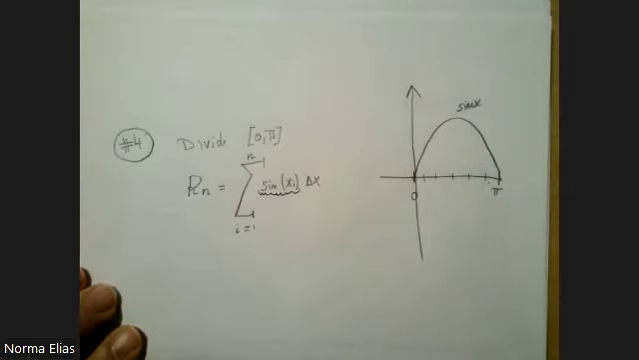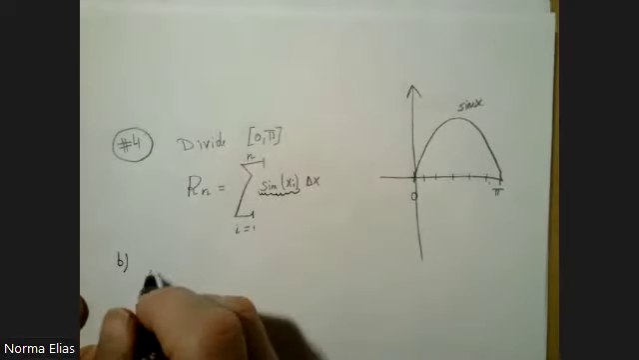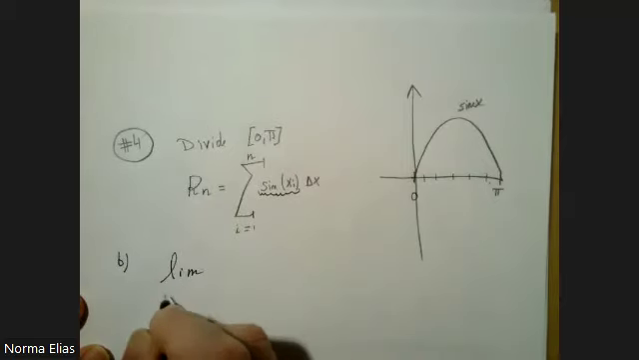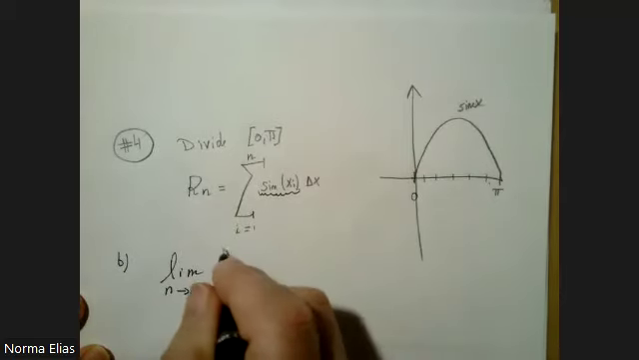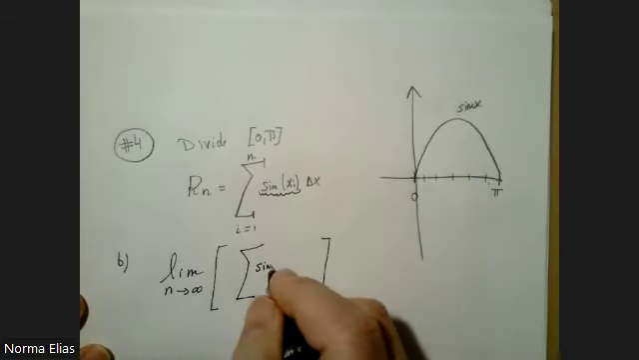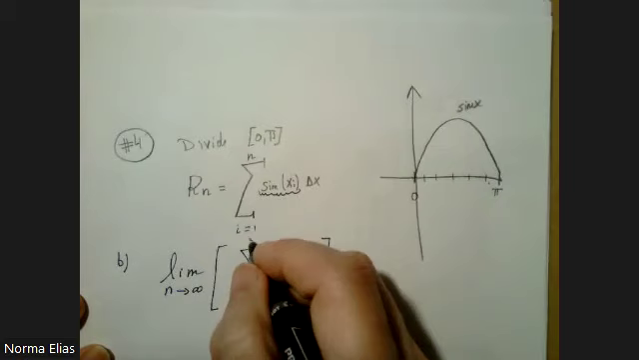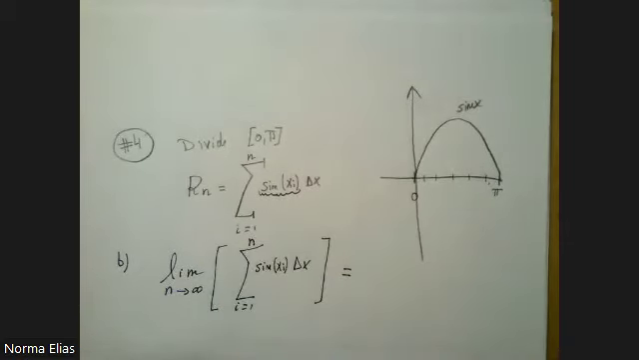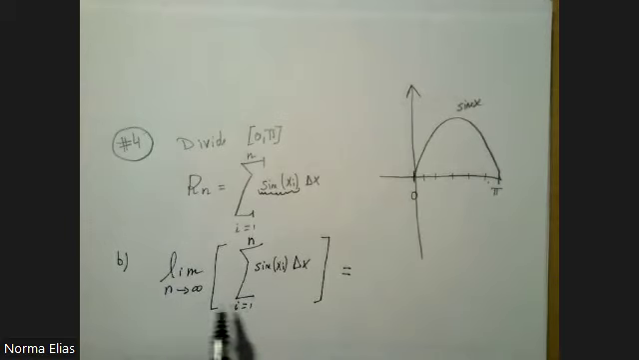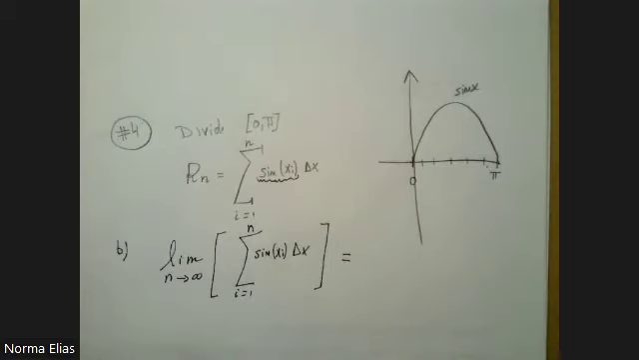So the question is the following. Question number B. Express, if I take the limit as n tends to infinity of this sum, my question is, do you see a definite integral in this limit? Means when you see this limit, do you see a definite integral? Which definite integral? What are the limits and what is the function?